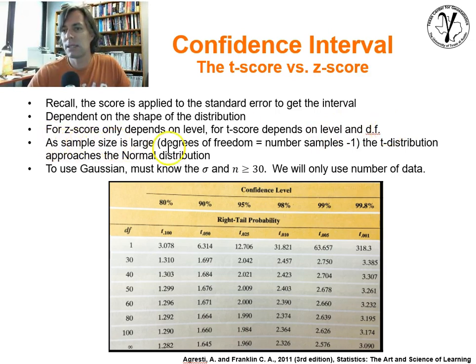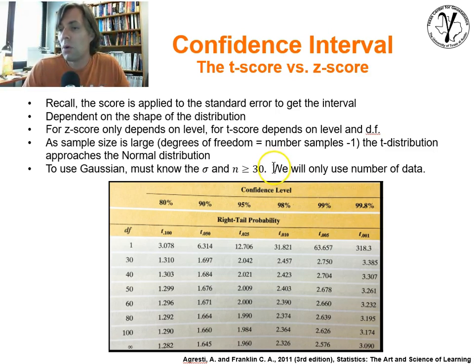As sample size gets large, the degrees of freedom, equal to the number of samples minus 1, grows, and the t-distribution approaches the normal distribution. And so for the standard we could set, and I know I said 15 previously in the slides, use Gaussian if you know the population standard deviation and you have a number of data greater than or equal to 30. That's a standard that you often read online.